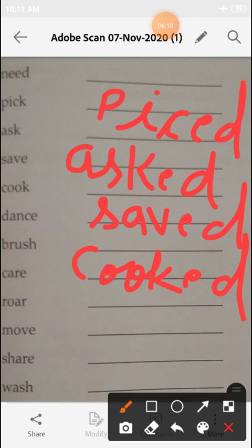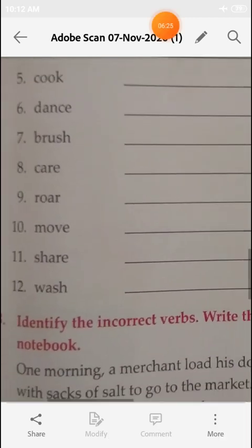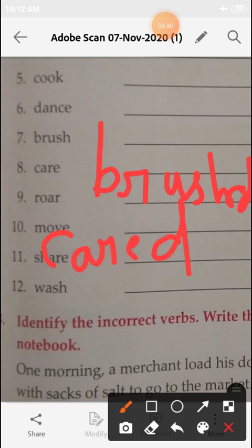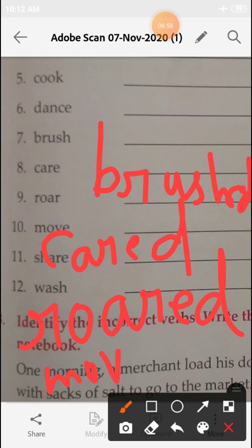We add ed in these words, but in the word dance we add only d, D-A-N-C-E-D. Next word, brush, B-R-U-S-H-E-D. Care, C-A-R-E-D. We only add d in the word care. Roar, R-O-A-R-E-D, we add ed. Move, M-O-V-E-D, we add only d in move.